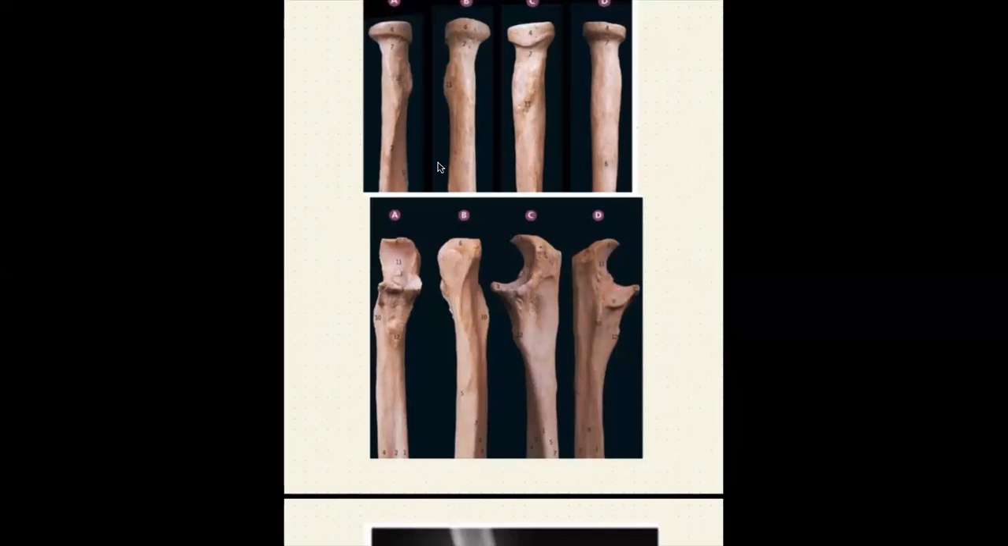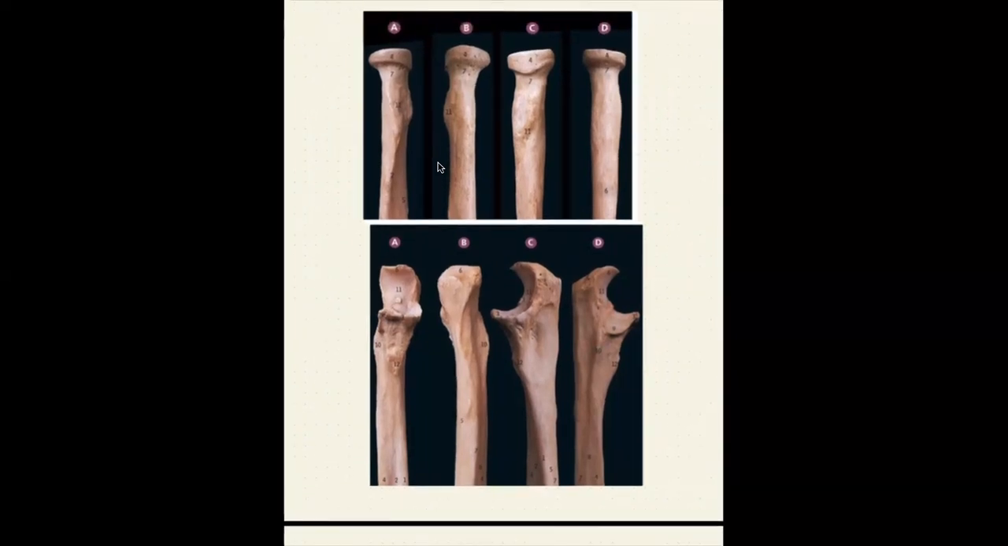I would like to ask the same question again. Which structure holds the head of the radius with the ulna? Annular ligament. The examiner would really ask you this question because it's a favorite for them, though it is not given in our book, right? Right.